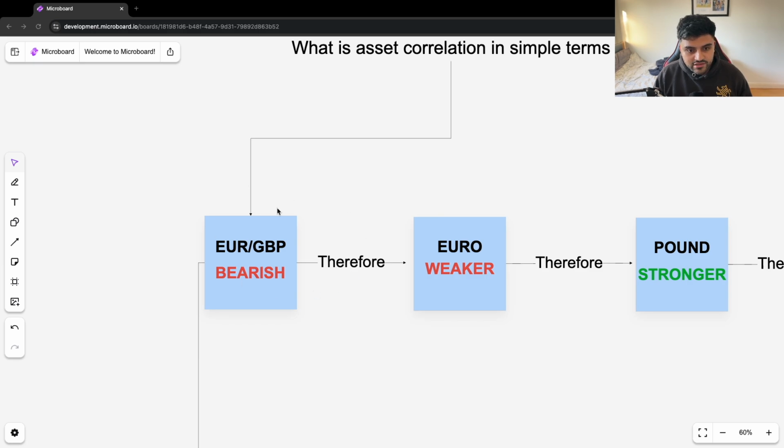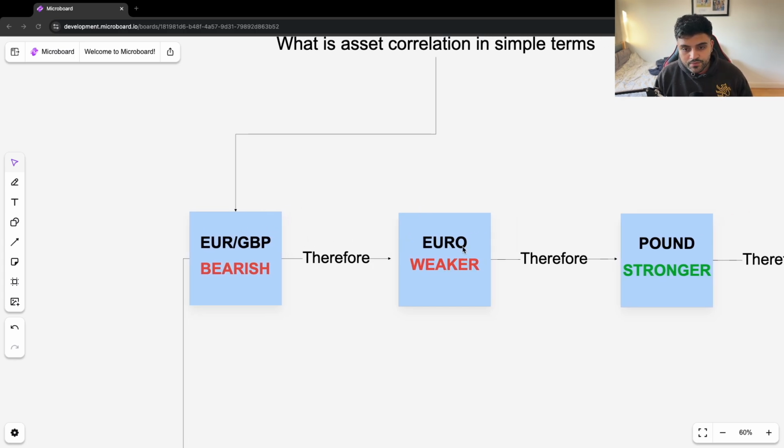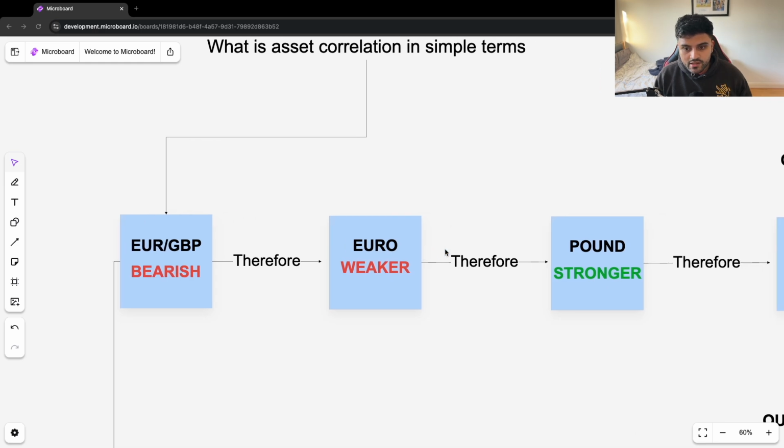So the first example is that Euro GBP is bearish. Now, if Euro GBP is bearish, that's indicating to me that out of Euro and the Great British Pound, Euro is the weaker currency. Euro is weaker than the pound. Now, what does that tell me? If Euro is weaker than the pound, the currency Euro is weaker. Therefore, the pound is stronger. Okay, Euro is weaker, pound is stronger. So if Euro is weaker and pound is stronger, what is the logical conclusion from this?